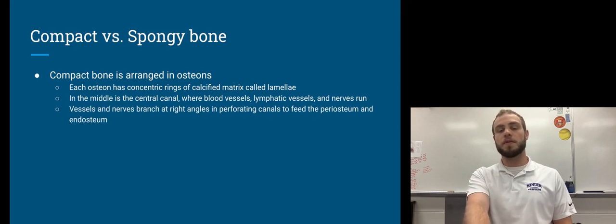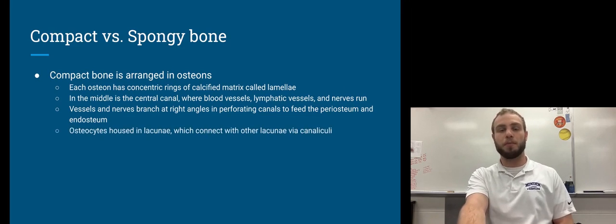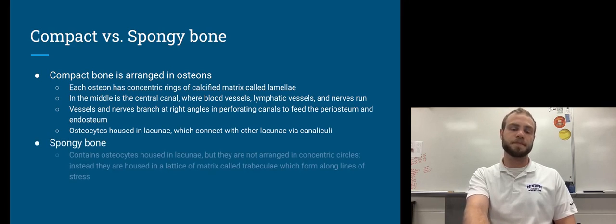Those vessels and nerves are going to branch at a right angle into what's known as a perforating canal, and that's going to be responsible for feeding the periosteum and endosteum, because it's weird to think about, but your bone cells and your bone tissue do need oxygen. Osteocytes that are housed in those lacunae are going to be connected to other lacunae via canaliculi.